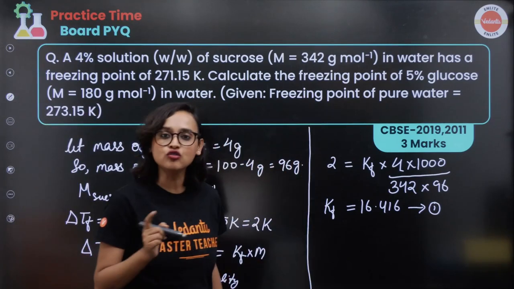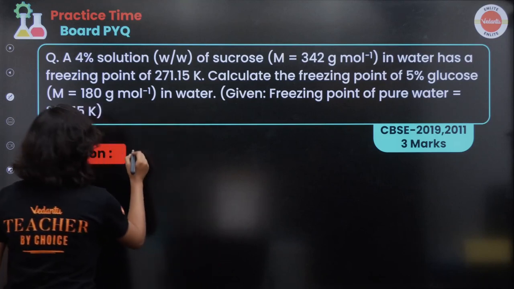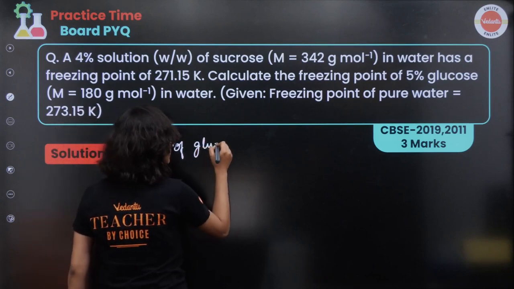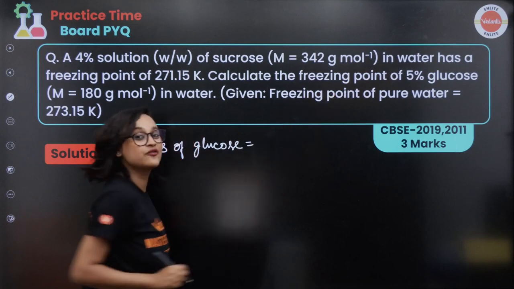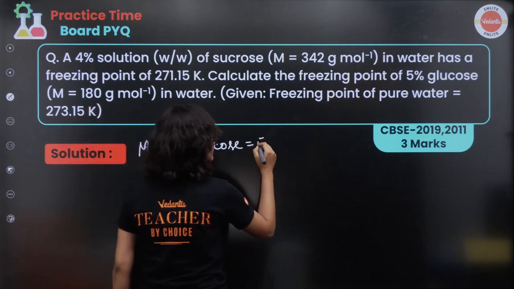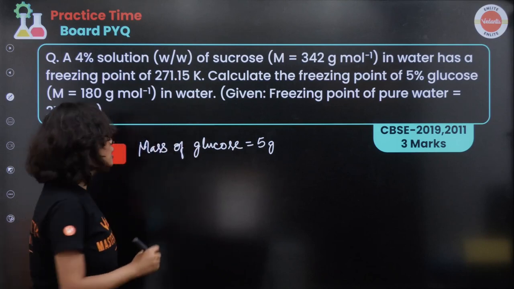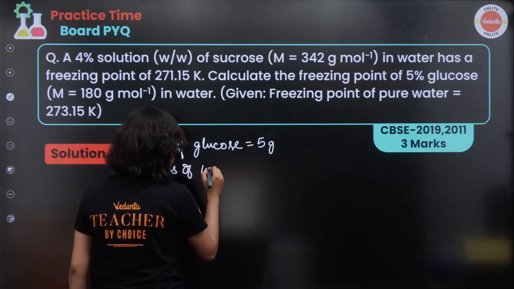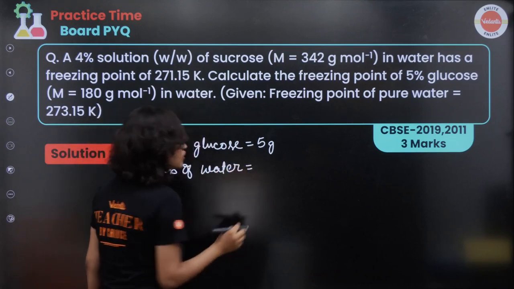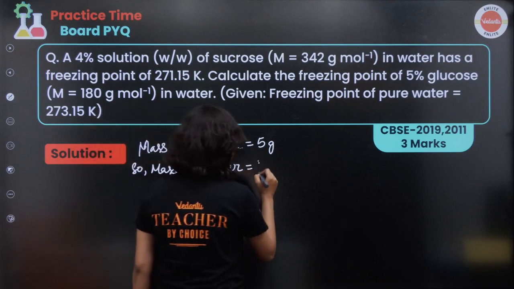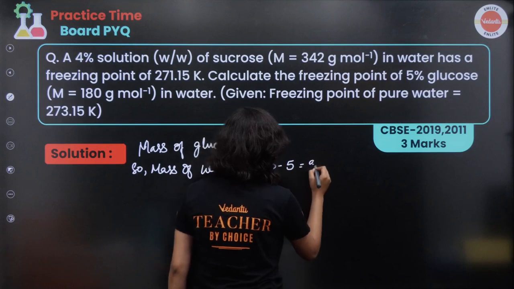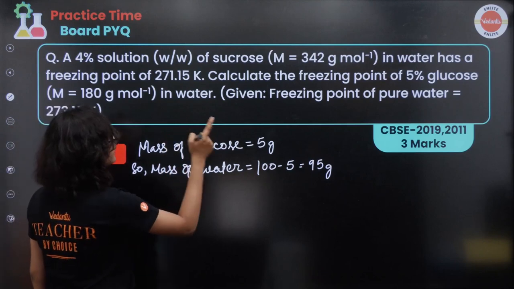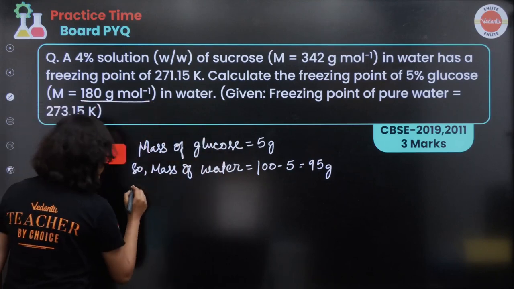Now we are going to go for glucose. So we know that mass of glucose, here it is given 5%, so let's consider that to be 5 gram. So mass of water is equal to 100 minus 5, that is 95 gram. Same thing we are going to do. And M of glucose is given as 180 gram per mole.